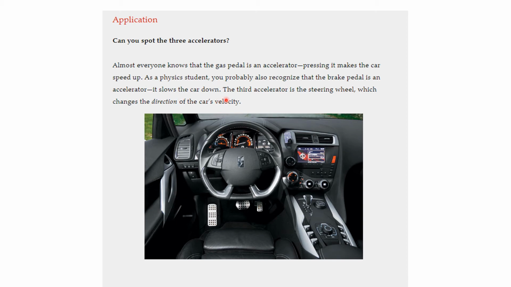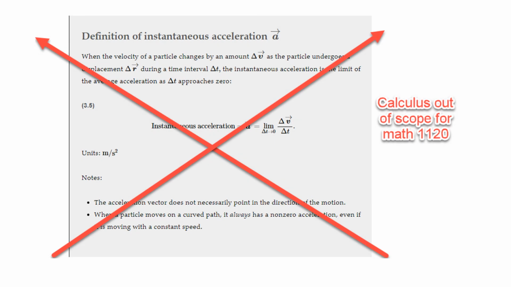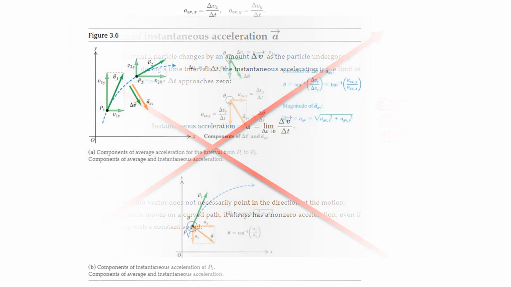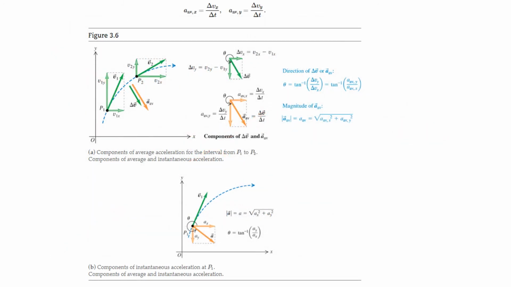The acceleration is negative. The third accelerator in this picture is the steering wheel, because if you change the direction, that changes the velocity. And so there is an acceleration. Again, calculus is out of scope, so instantaneous acceleration will only be talked about as a concept. And I think we talked about pretty much all of this before.